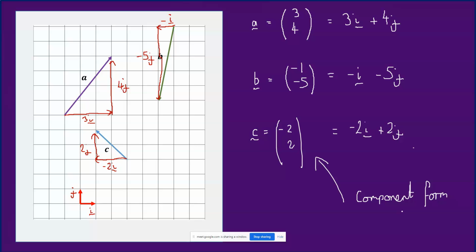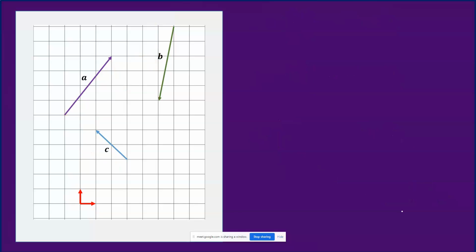Okay, moving forwards. Now I've got the same problem this time, but this time I'm not going to use component form. I'm going to use something called magnitude and direction form. So first thing I'm going to do is write down over here, I'm going to talk about magnitude.